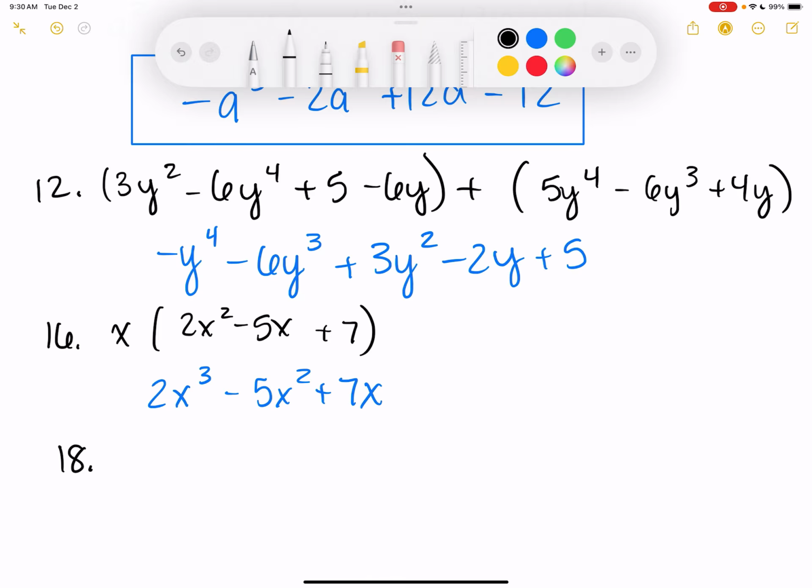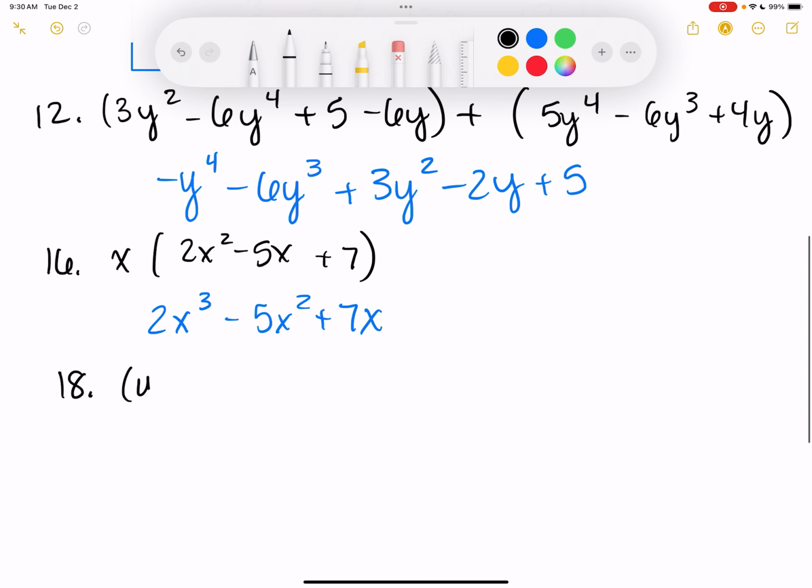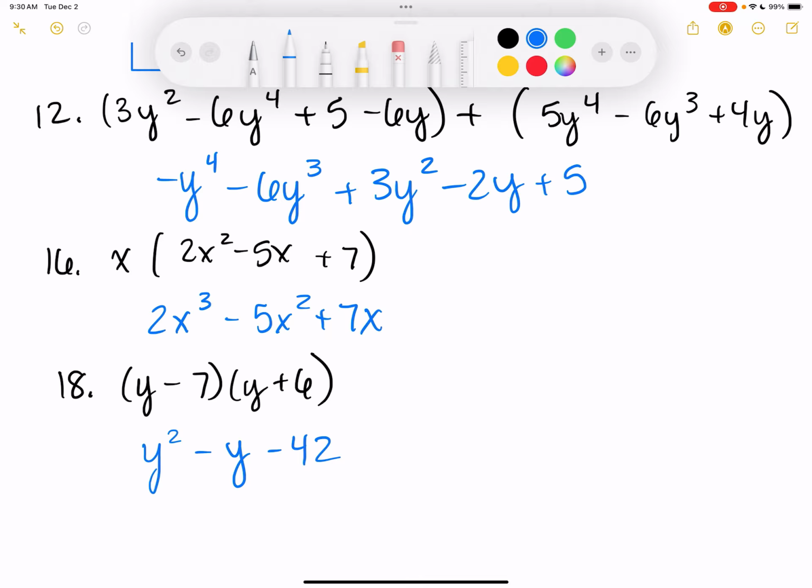Do I want to cut it? 18. y minus 7 times y plus 6. So these are just the multiplying that we did in the previous chapter where we were foiling things to get them into standard form. So I've got y squared minus 7y plus 6y, so that's minus y, and then negative 7 times 6 is negative 42. So I end up with y squared minus y minus 42. Oh, that's cute.